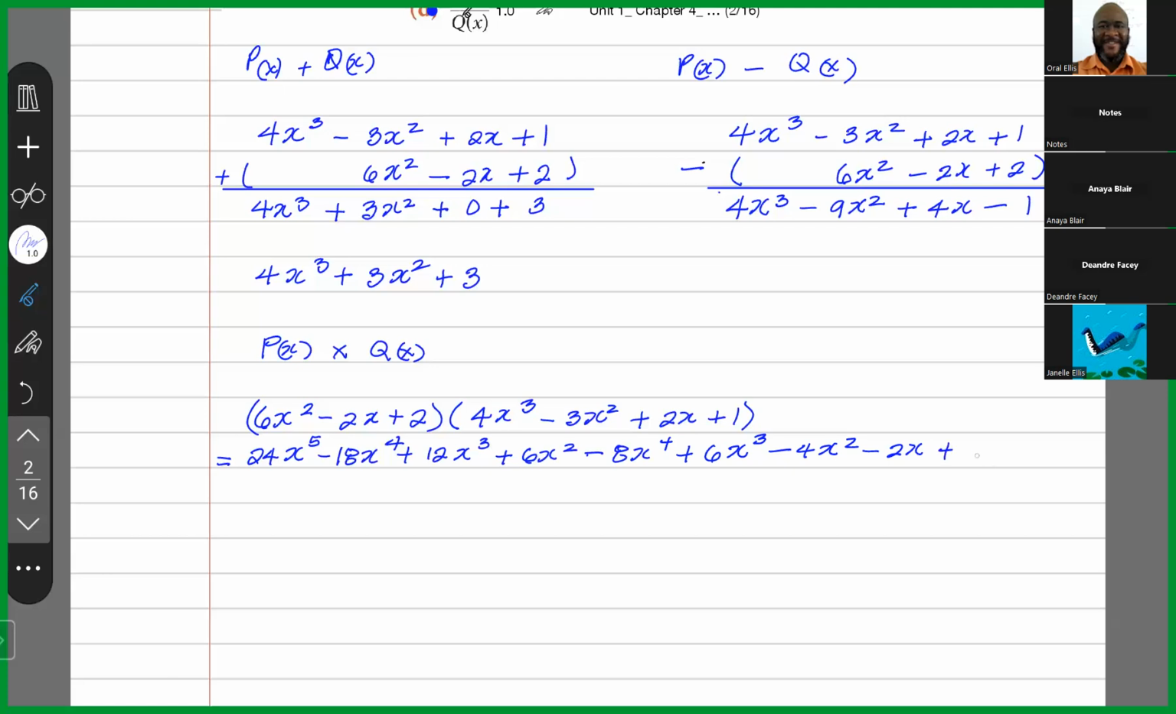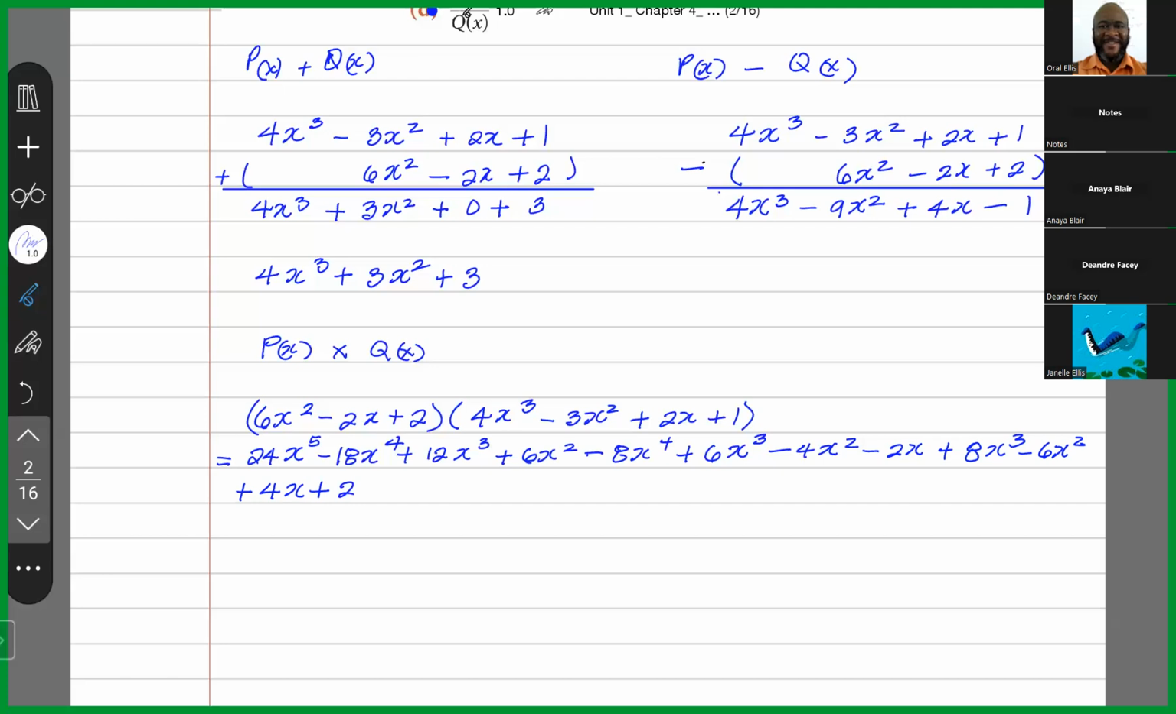Now, 2 times 4x cubed is 8x cubed. 2 times minus 3x squared is minus 6x squared. 2 times 2x is 4x. And lastly, 2 times 1 is 2. So we've completed the multiplication. Next, we need to simplify.